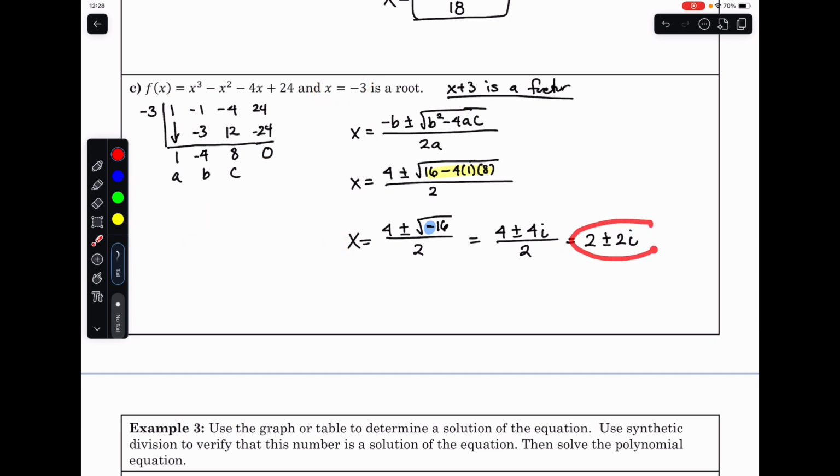So we end up with complex solutions, which can also be written separately as 2 plus 2i, and then 2 minus 2i, its conjugate. But if you want to write it using the plus and minus symbol, like I mentioned earlier, you could just do the exact same thing. Put the plus sign, and then click on the minus sign immediately afterwards, and that will make that symbol right there.